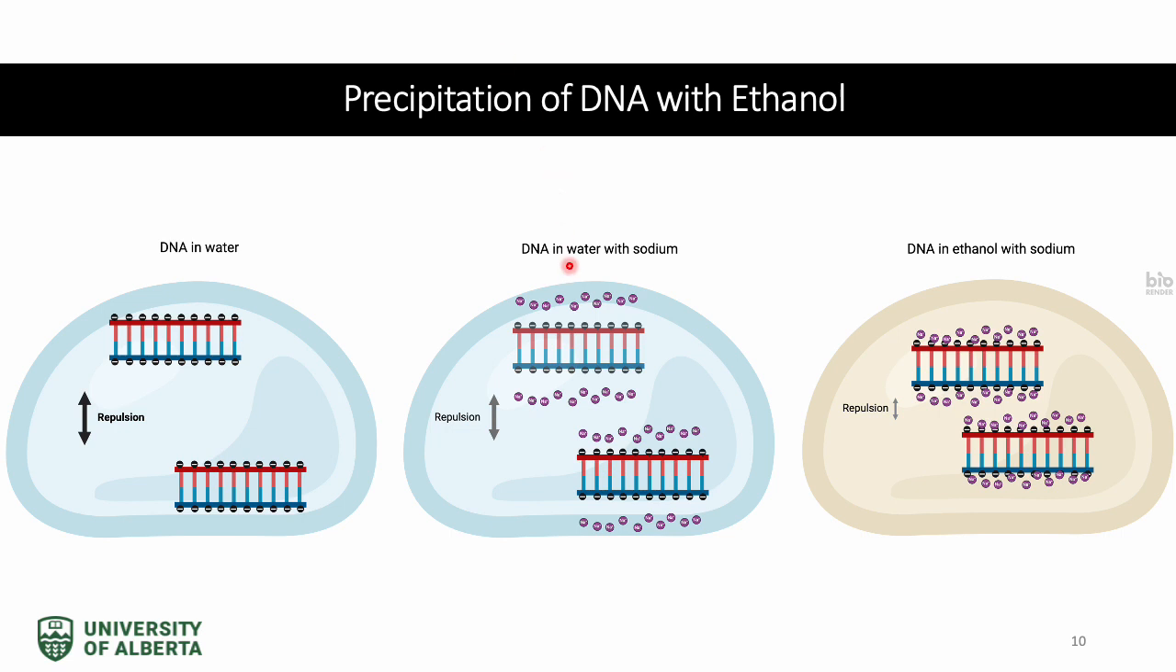In the middle image, a sodium salt has been added to the nucleic acid solution. Note the sodium ions are attracted to the DNA but are kept at some distance from the DNA due to the dielectric constant of water. In the image on the right, the DNA is now in an ethanolic solution. The cations, the sodium ions, can get closer to the phosphate backbone. This negates the overall negative charge of the DNA molecules, and the molecules can get closer together.